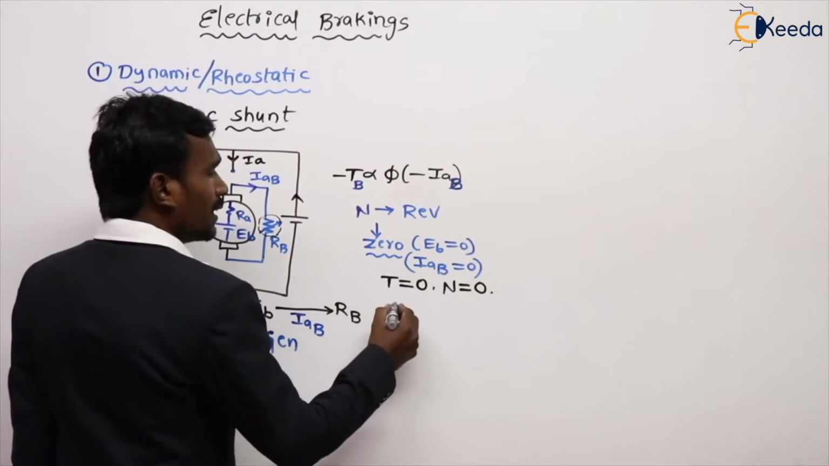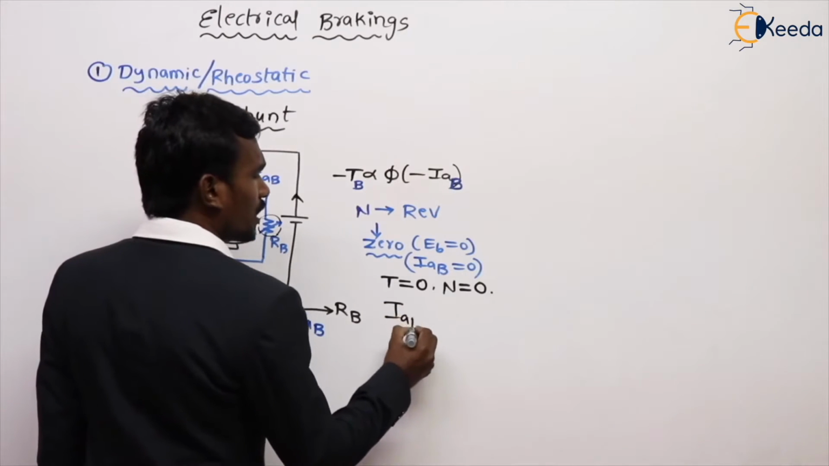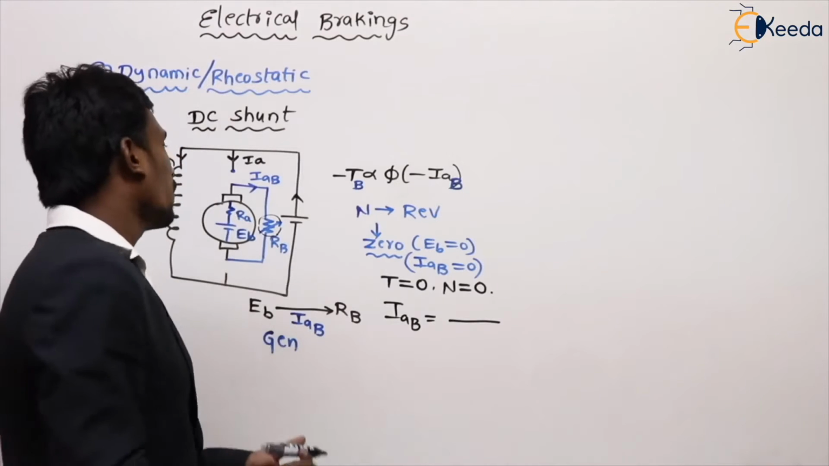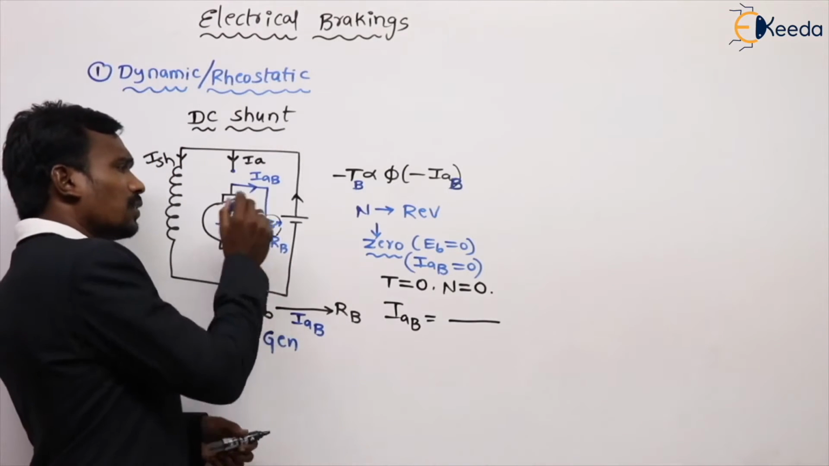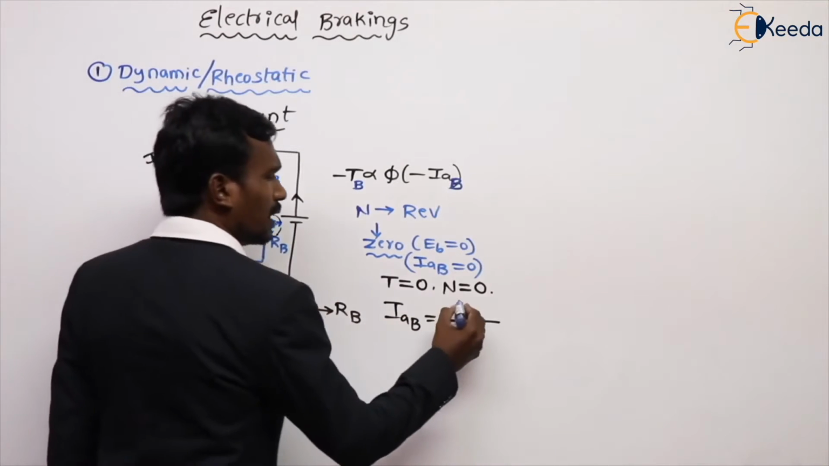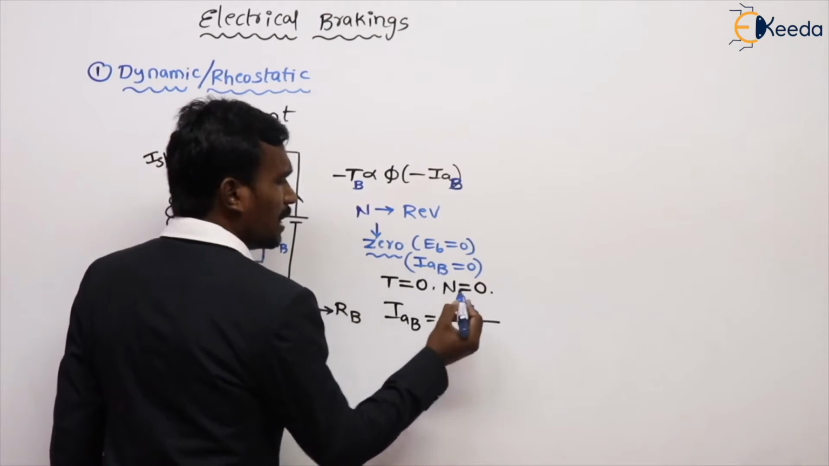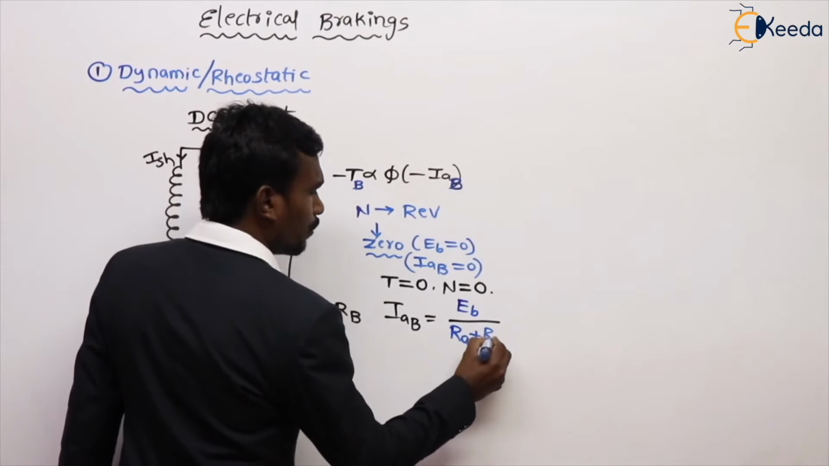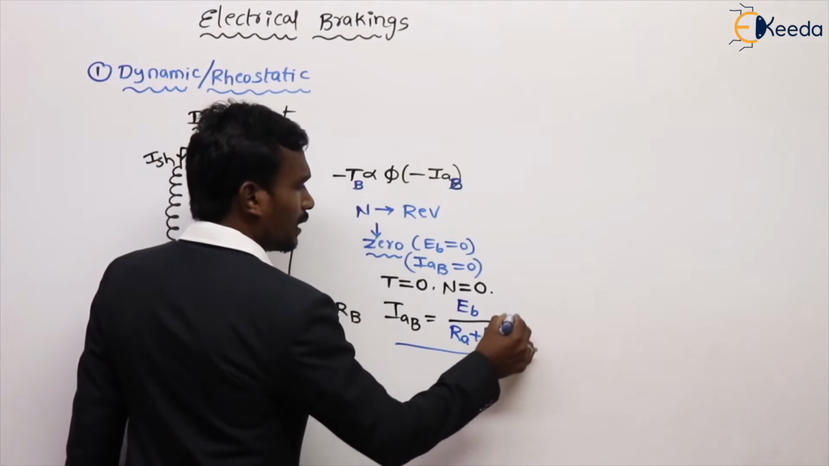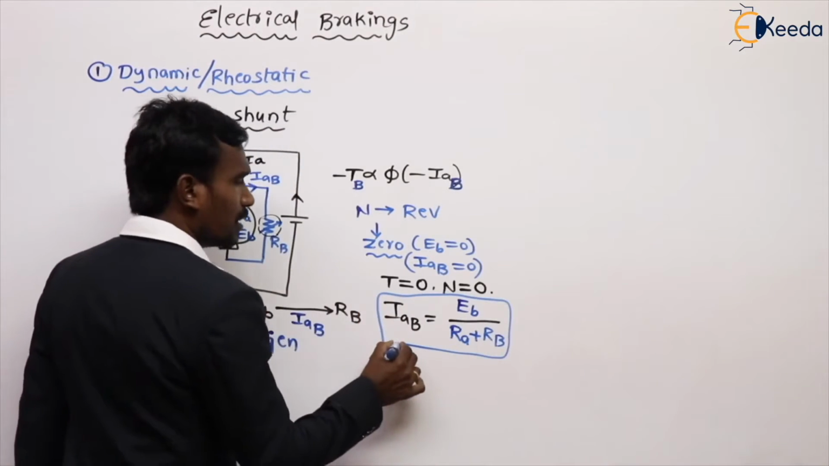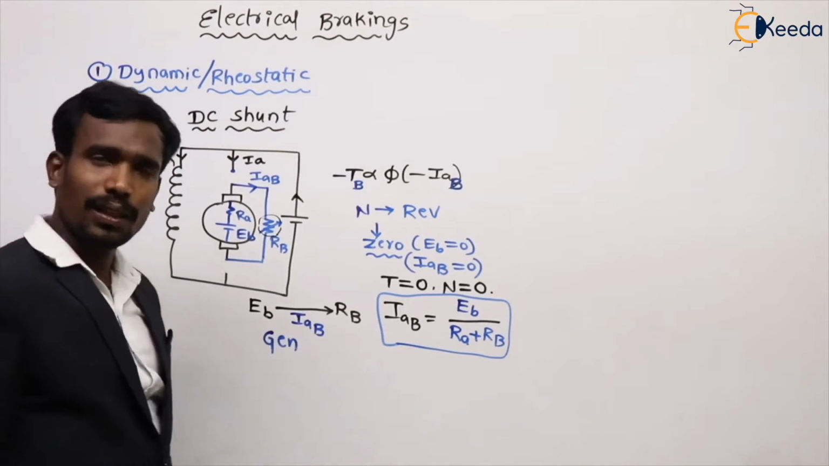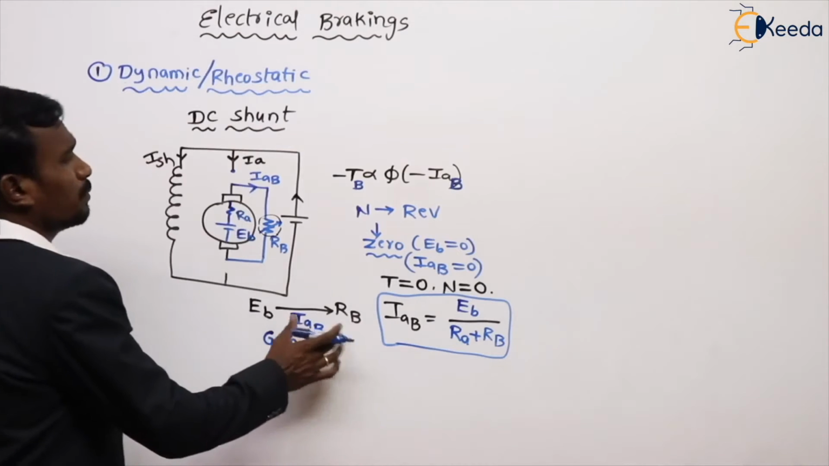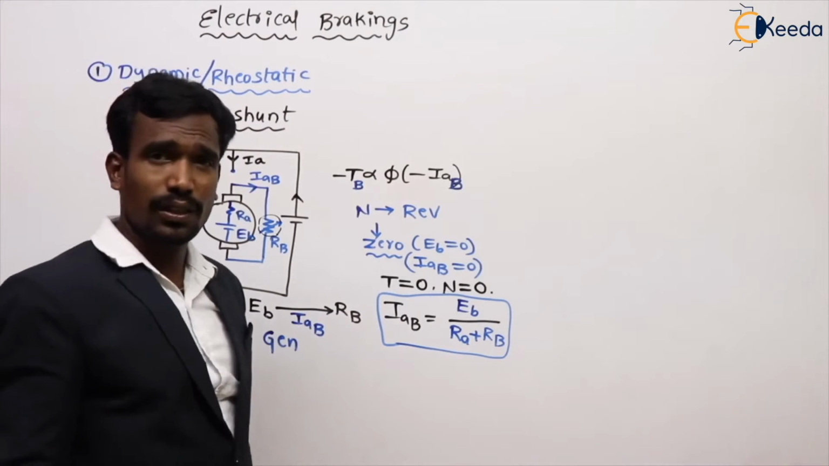Now, what is my armature current at the braking condition? Can you tell me? The current is voltage by resistance: the voltage is EB and the resistance is RA plus RB. This is the braking armature current in our dynamic braking method. Is it clear? So this is the dynamic braking condition for the shunt motor.